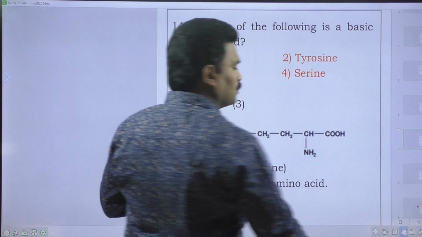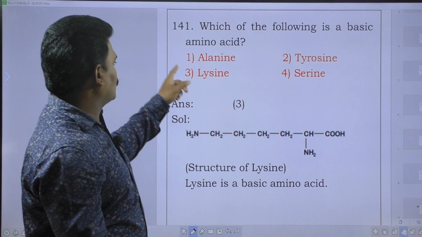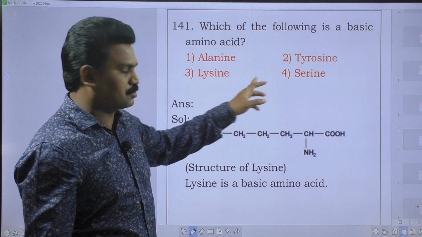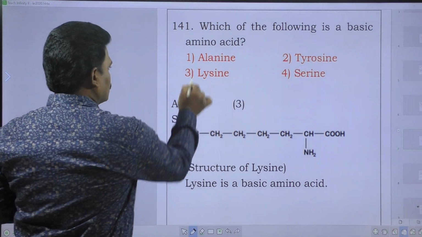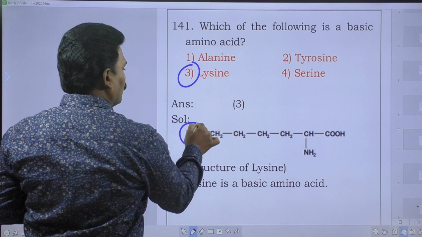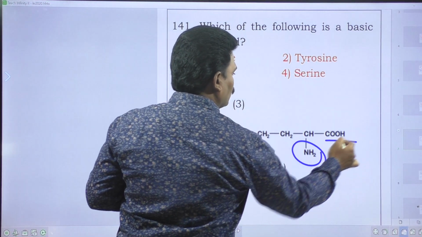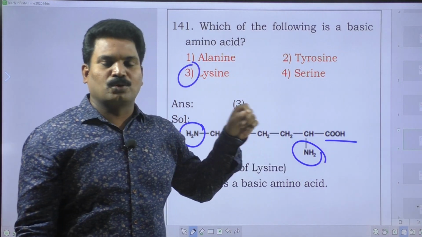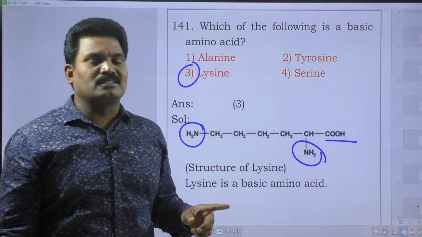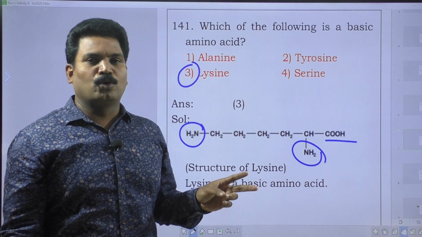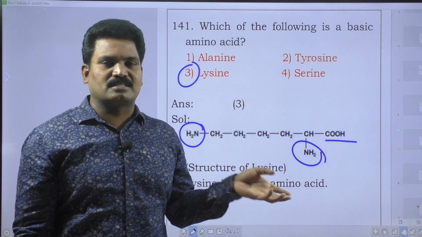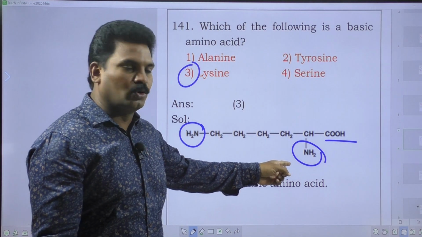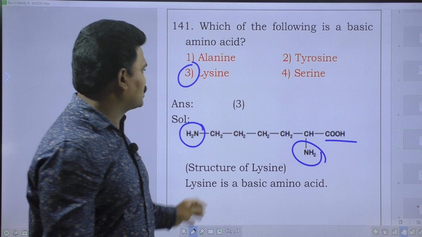Which of the following is a basic amino acid? The options are alanine, tyrosine, lysine, serine. The answer is option 3, because lysine structure has more number of amino groups compared to carboxyl groups, so it is a basic amino acid. If an amino acid contains the same number of amino groups and acid groups, it is a neutral amino acid. But here there are more amino groups compared to acid groups, so it is a basic amino acid.